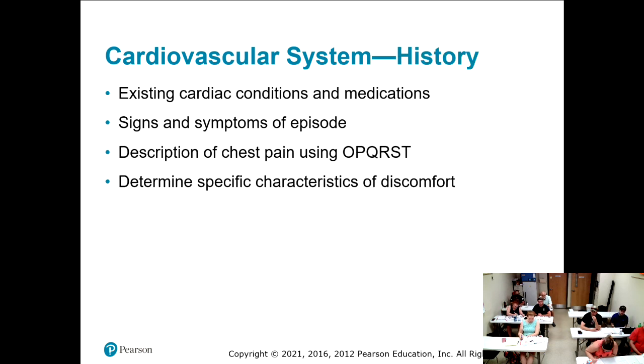Do they have existing cardiac conditions? Do they have congestive heart failure? So congestive heart failure can be a heart problem and a breathing problem. Do they have previous heart attacks? Have they had previous bypass surgeries? How can you tell if someone's had bypass surgery?